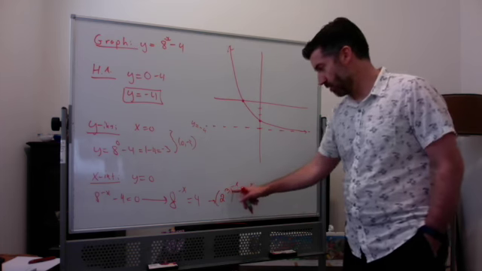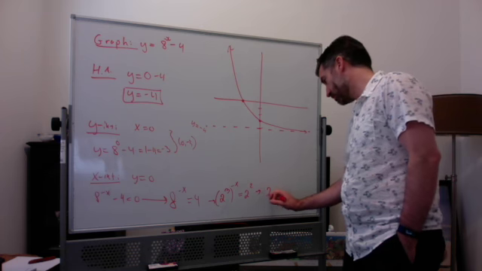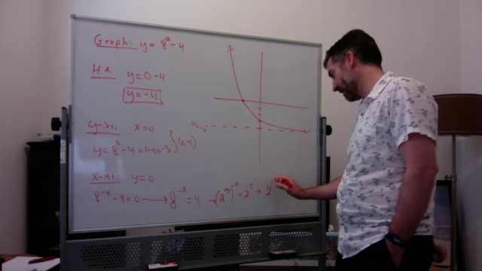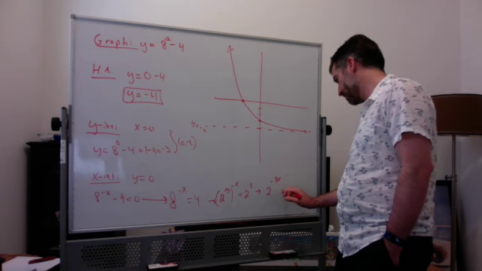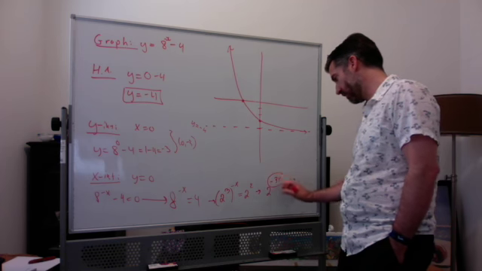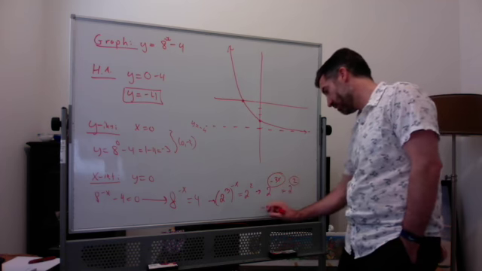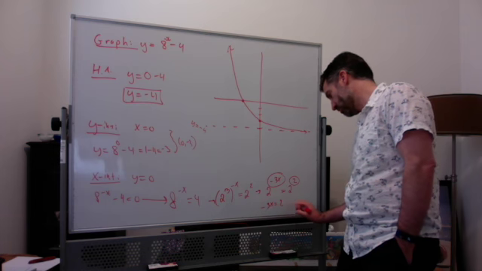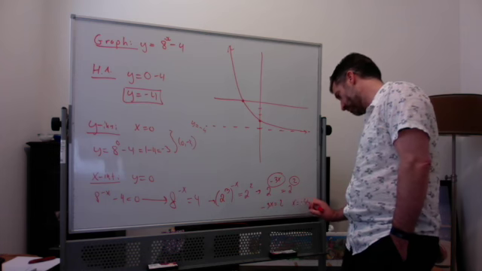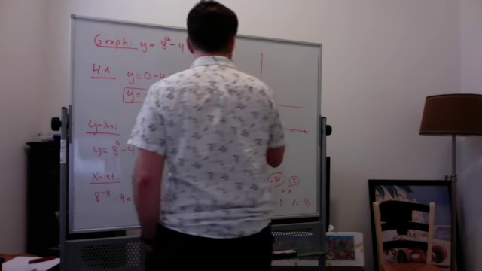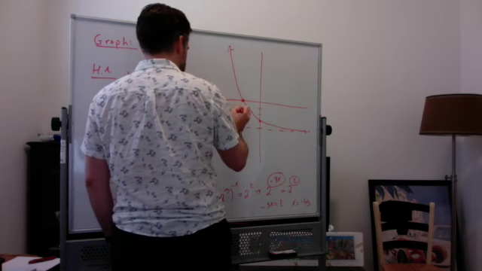Power to a power, we multiply the powers, so I get 2 to the 3 times negative x, which is negative 3x, equals 2 squared. Then the powers have to equal each other if the bases are the same. So negative 3x equals 2, x equals negative 2/3. So this point here is (negative 2/3, 0).